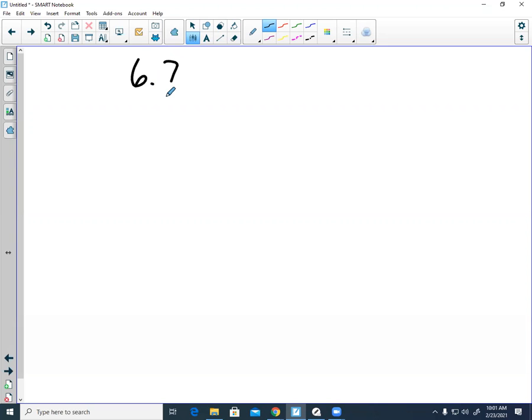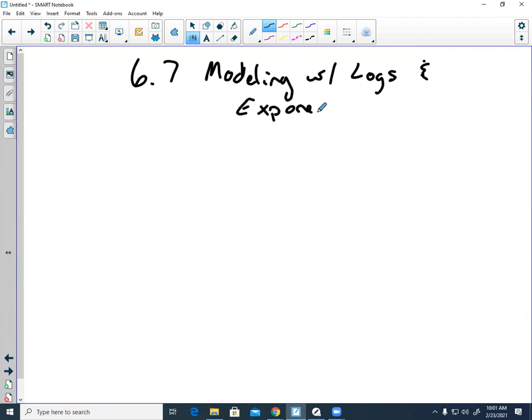So basically this section is called modeling with logs and exponents. But basically what we're doing is we're writing equations. That's essentially what this section is about, okay?